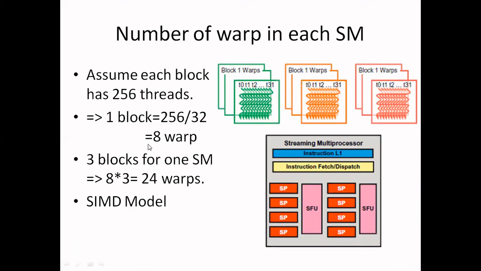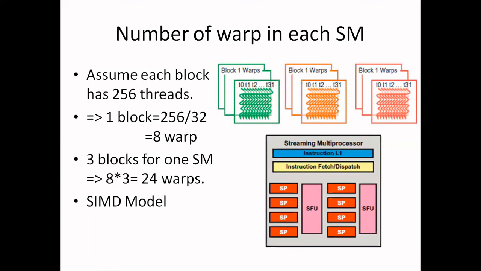If we are having 8 warps in one block and 3 blocks are assigned, then total how many warps are assigned to this streaming multiprocessor? Definitely 8 into 3, 24 warps. So now this streaming multiprocessor has been assigned 24 warps. Very good.